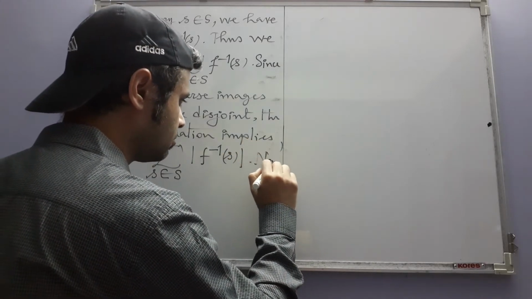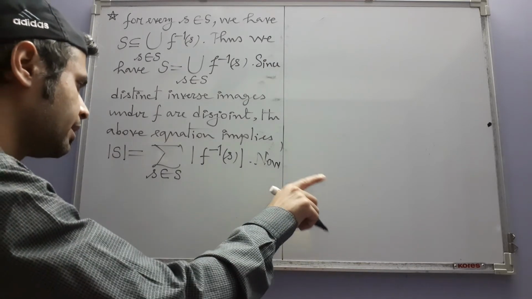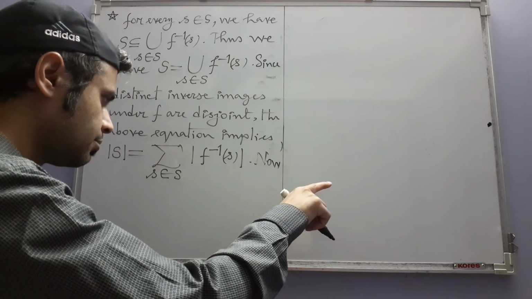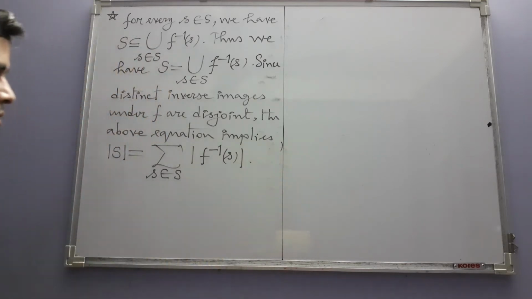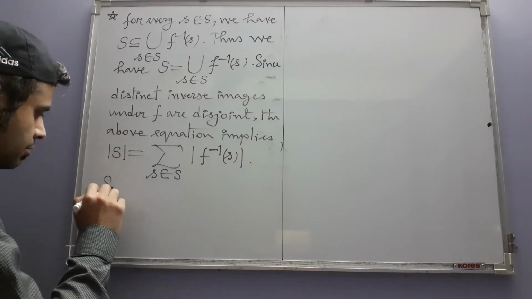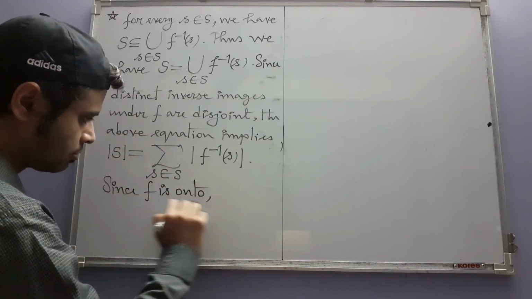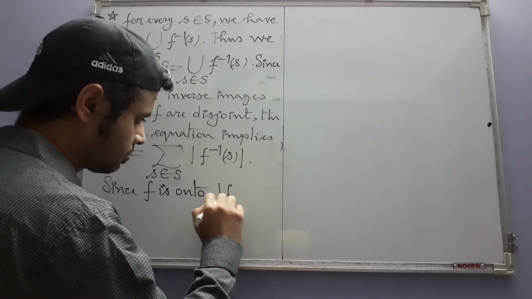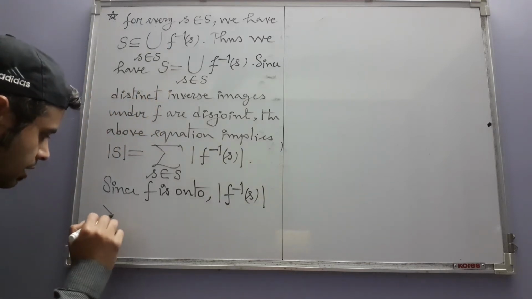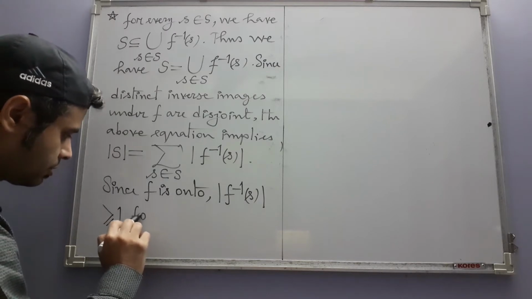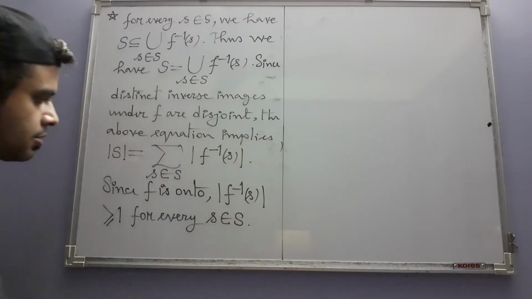Now, first assume that F is onto. Now we use that fact: since F is onto, any such inverse image will not be empty, and so will have at least one element for every s belonging to S.